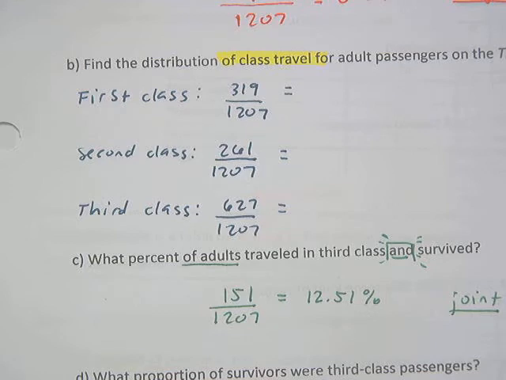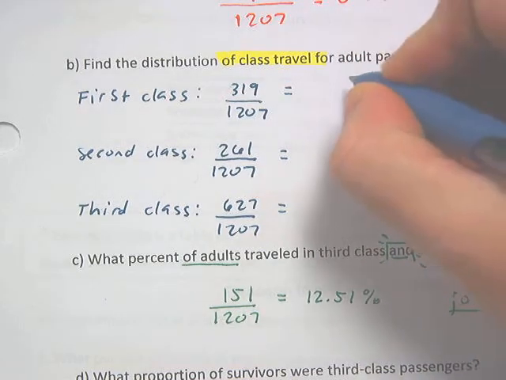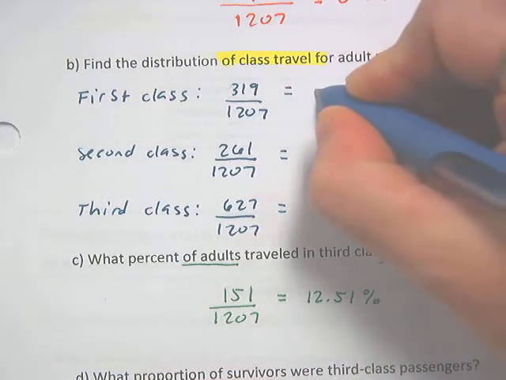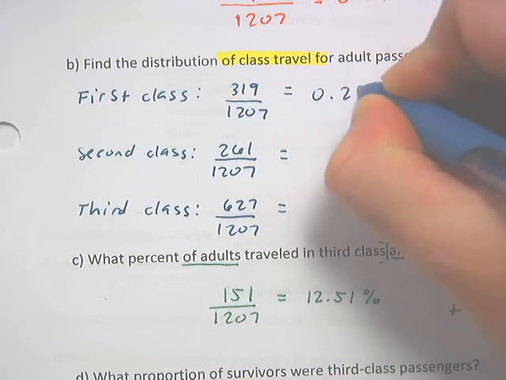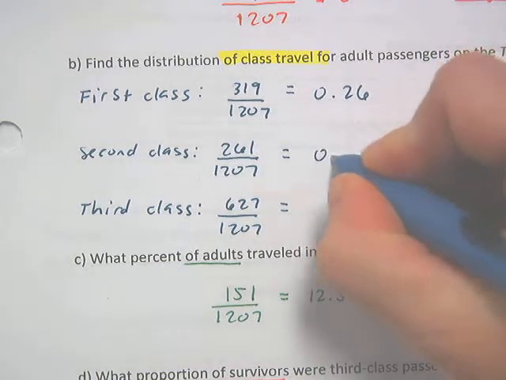And it doesn't really specify if it wants proportions or percents, so I'll let you choose. But I want to have a little discussion here about, I'm going to leave it as proportion. Before you turn your page to the back, I want to talk about something really quick.